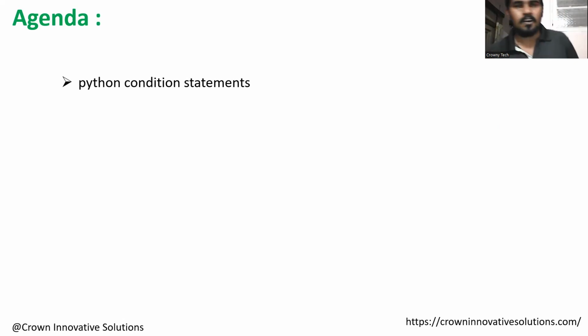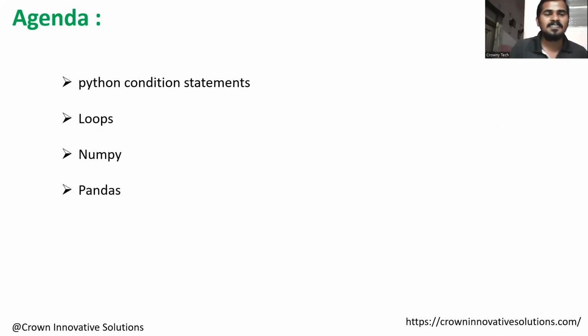Today in this video or in this session, we will see Python condition statements like if statements, if, elif, and else. Next we will see loops. In loops we have two loops, for loop and while loop, and also we will see some magic in loops. Next we will see the core library of Python, NumPy. NumPy stands for numerical Python. And next, another library of Python, which is Pandas.